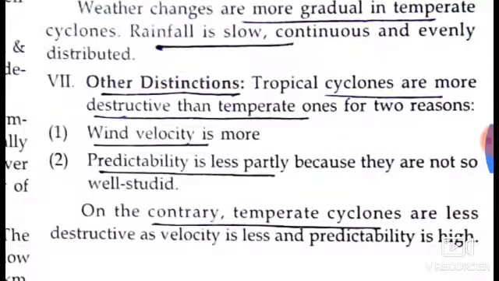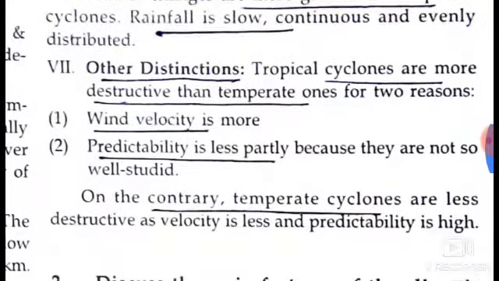Other distinctions: tropical cyclones are more destructive than temperate ones for two reasons. Wind velocity is more and predictability is less, partly because they are not so well studied. On the contrary, temperate cyclones are less destructive as velocity is less and predictability is high.